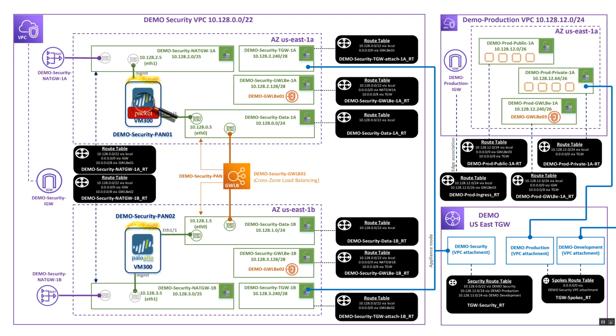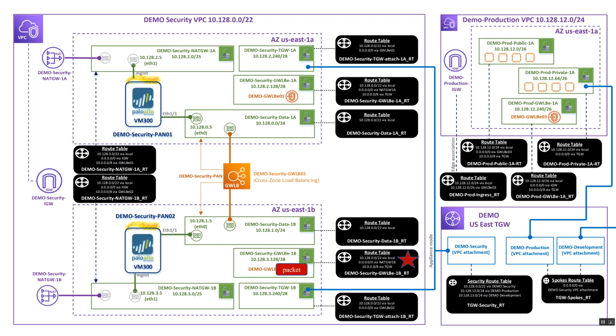Again, this is an east to west communication. So now the source here is the demo production VPC, the 10.128.64 network, and it's communicating with, you know, the 10.128.13 something network, right? The Palo Alto either allows it or denies it, and then the packet goes back to the gateway load balancer with the Geneva encapsulation. And again, the gateway load balancer is always going to return the packet to the originating endpoint, right?